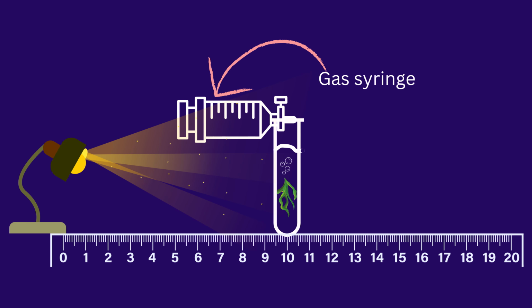So this is how you would set up the experiment with the gas syringe. Very similar to how you set it up first, but instead of counting bubbles, you would attach a gas syringe and the top bit must be sealed very tightly, students, airtight. And then you would read the volume of gas from the gas syringe.